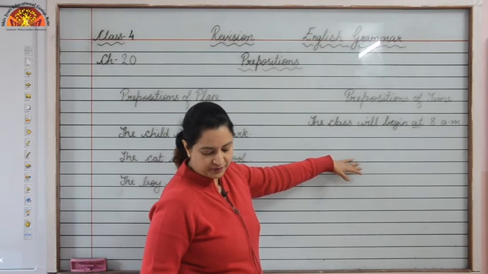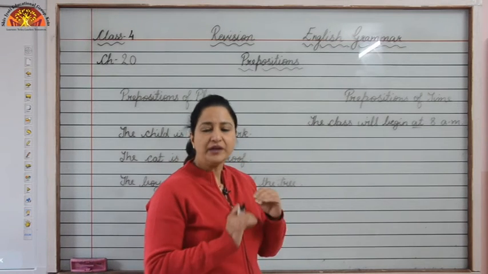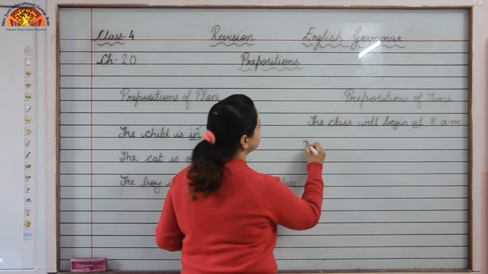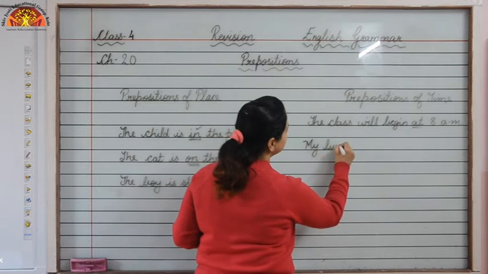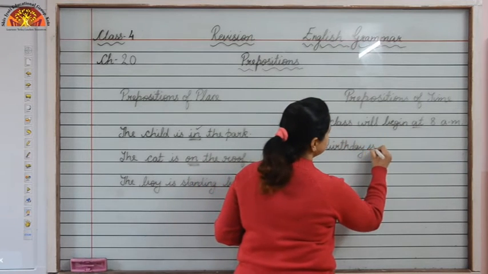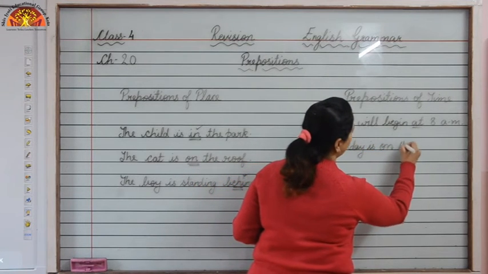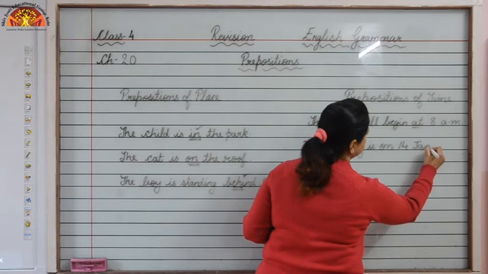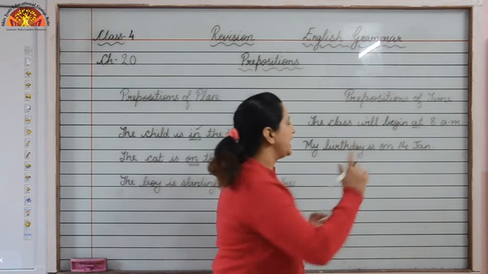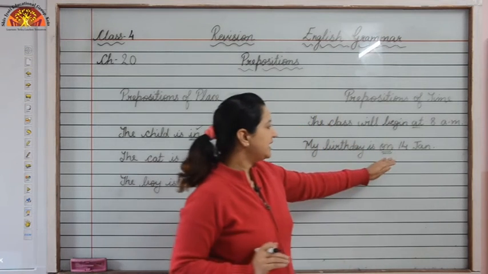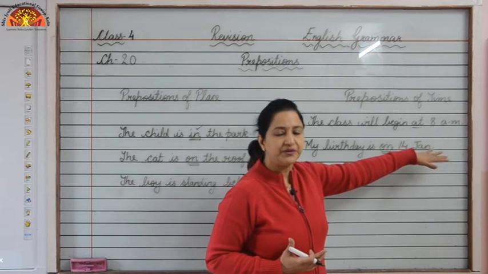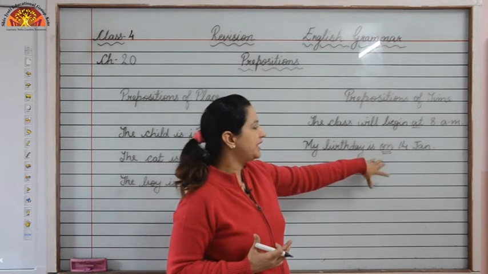Now moving further to on. On is used for days and dates. For example, my birthday is on 14th January. Here on is telling us that my birthday is on which day? On 14th January. So here again it is denoting time.